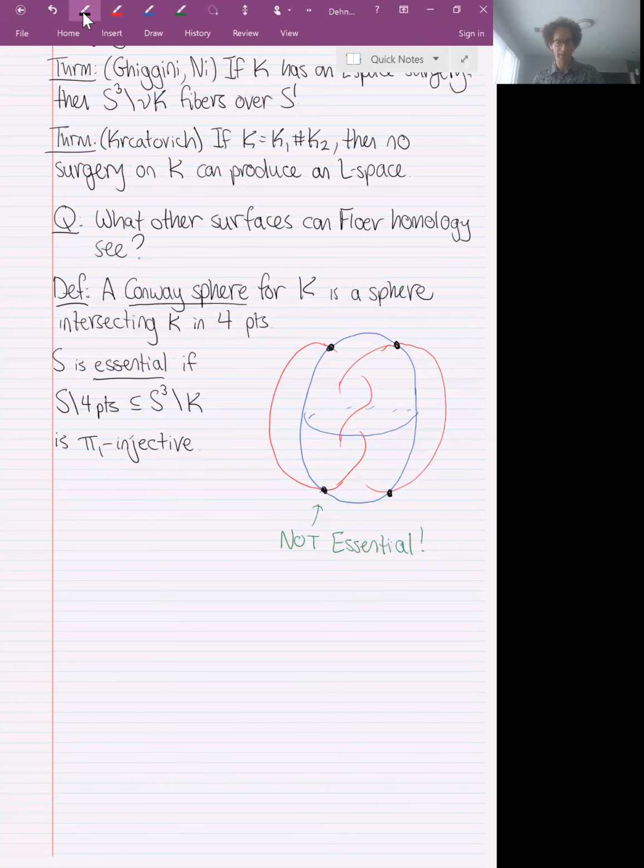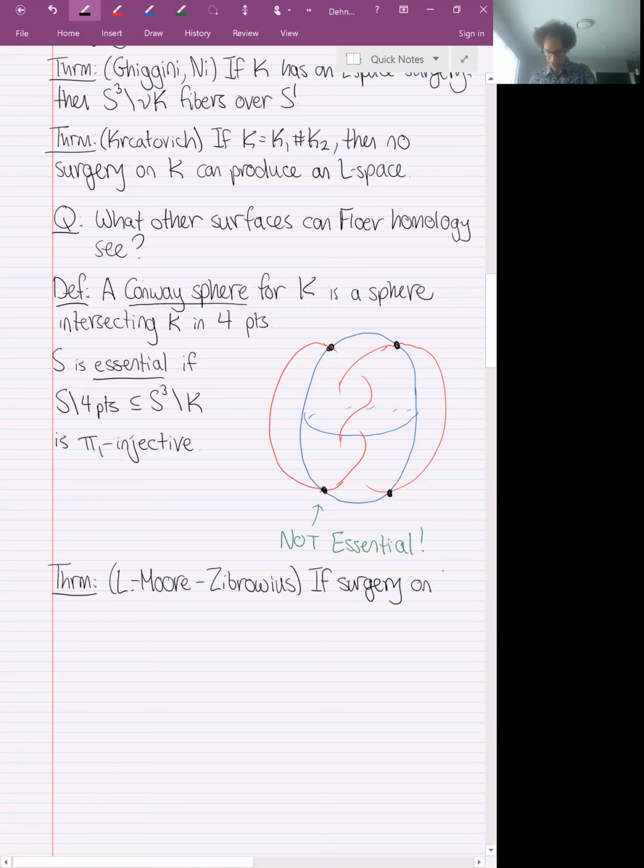And the theorem that I want to tell you about today is about what this Floer homology knows about these essential Conway spheres. So again, this is joint work with Alison Moore and Claudius Zebrauius. And the theorem is as follows. It says, if surgery on K is an L space, then K has no essential Conway spheres.